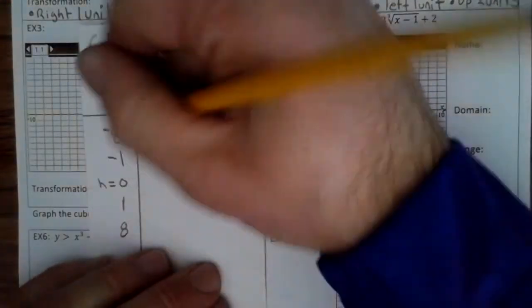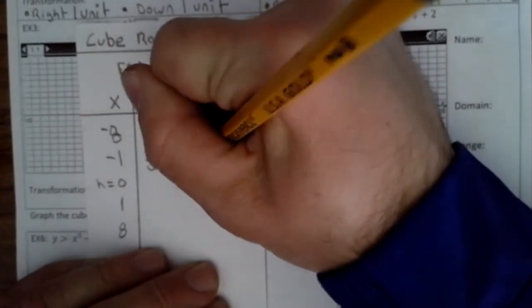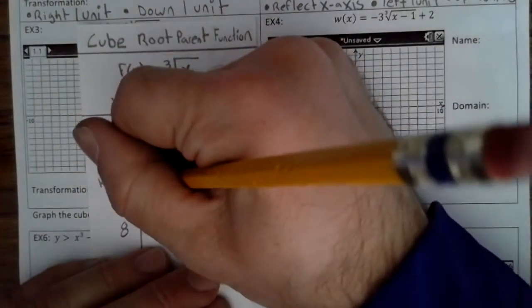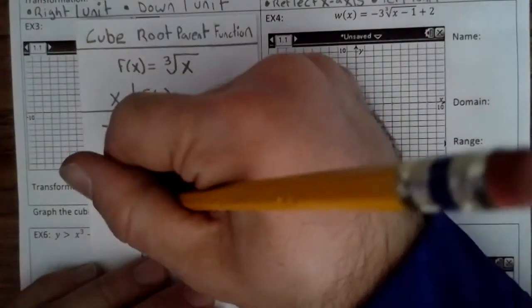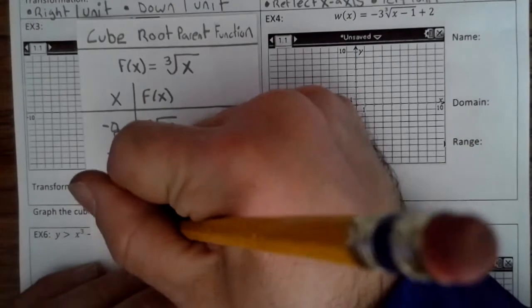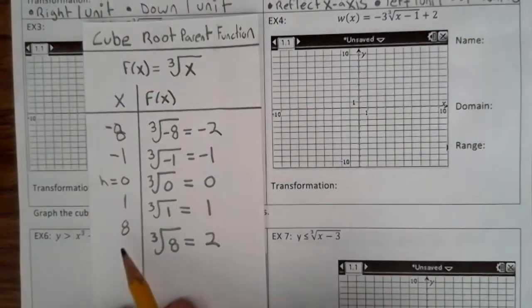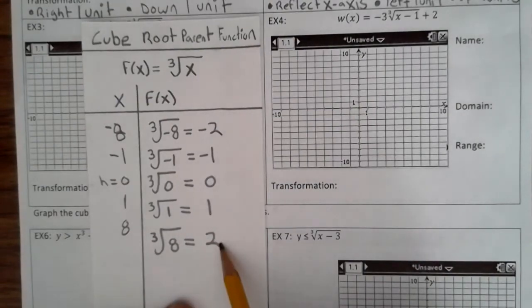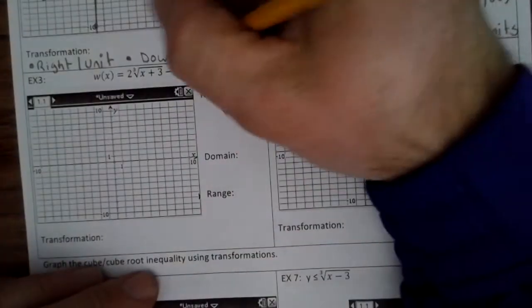All right, so the cube root of -8 is -2. The cube root of -1 is -1. The cube root of 0 is 0. The cube root of 1 is 1, and the cube root of 8 is 2. Now, keep in mind, we're going to use these points for our directions and our transformations, okay? So name cube root.